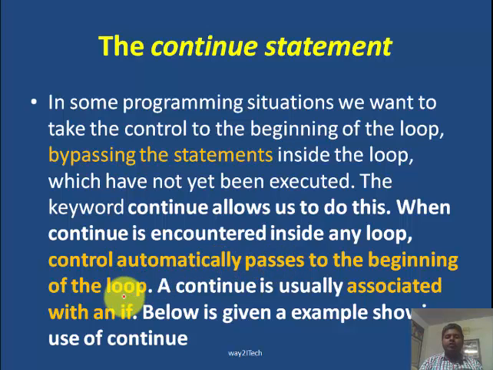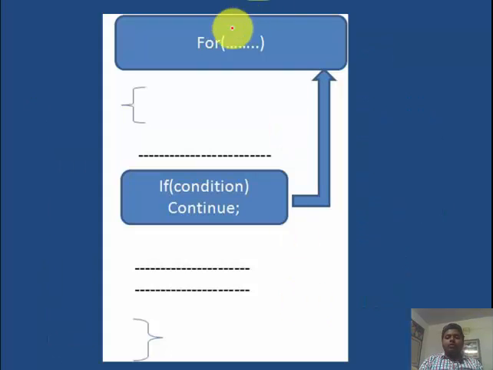So whenever continue is executed, control will pass to the beginning of the loop. A continue is usually associated with an if. So the given example shows the continue in a for loop, this is the block of for. If some condition is true, then continue will execute. So continue will take us to this increment and skip these statements.